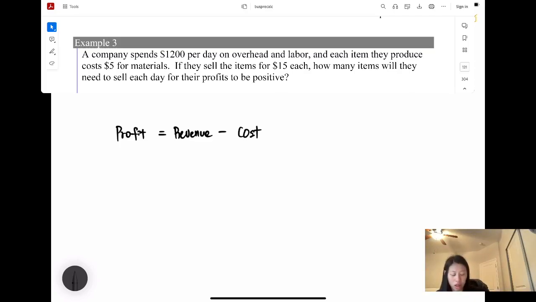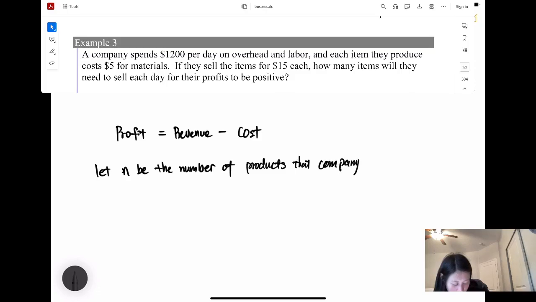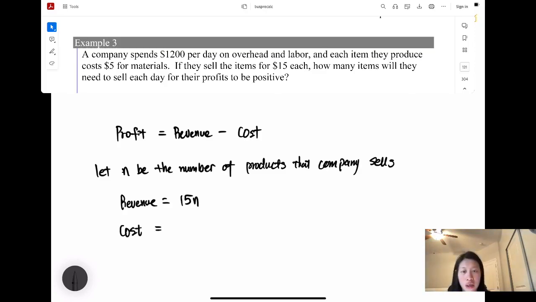the cost. What would be the revenue? If we let n be the number of products that the company sells, the revenue equals what? Each item they sell is $15 each, so I have 15 times n. So the cost equals what? The fixed cost is going to be 1,200, plus the variable cost, which is $5 per item for materials. So the total cost should be 1,200 plus 5n.